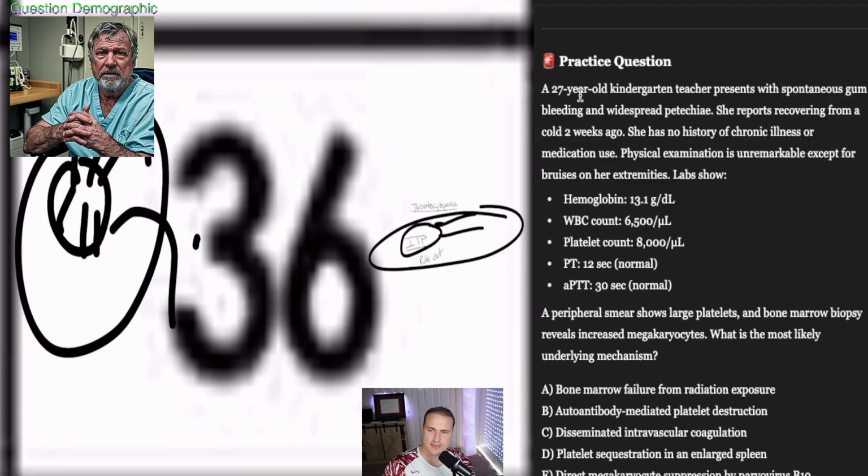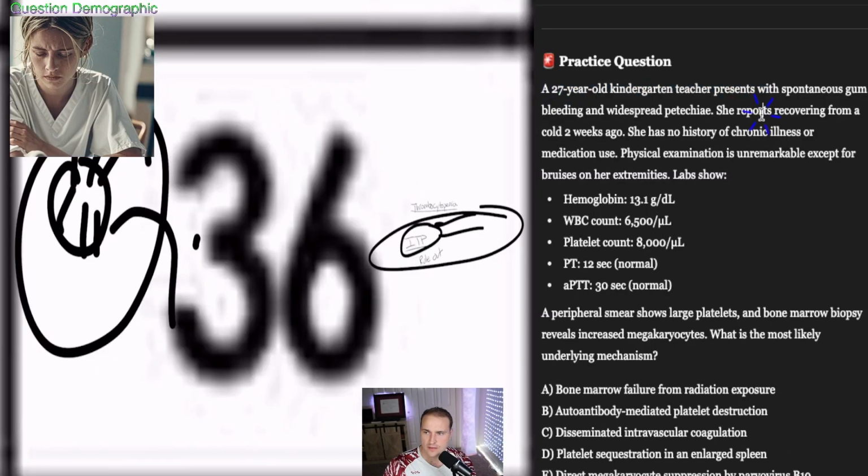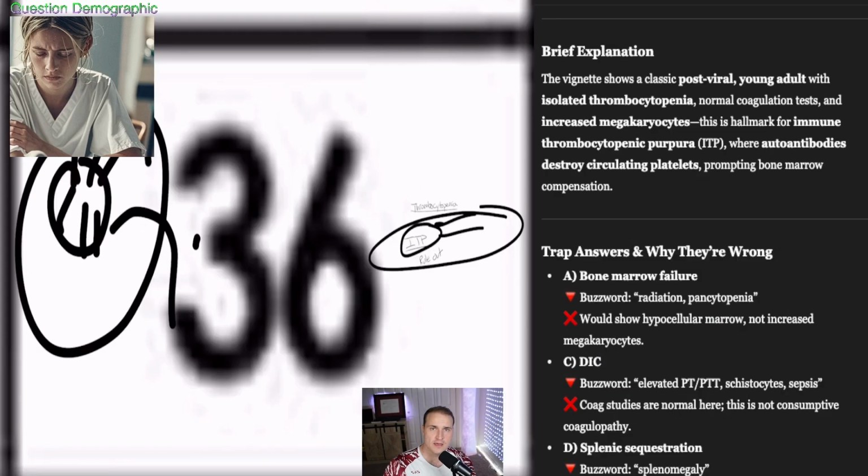All right, next we're going to be talking about a 27-year-old kindergarten teacher who presents with spontaneous gum bleeding and widespread petechiae, and recovered from a cold 2 weeks ago. Here are her labs. What's the underlying mechanism? It's autoantibody mediated platelet destruction. So, a young woman, here's a kindergarten teacher, you can see our photo. Easy bruising, viral illness a month ago, thrombocytopenia, bone marrow smears, right, which show megakaryocytes.